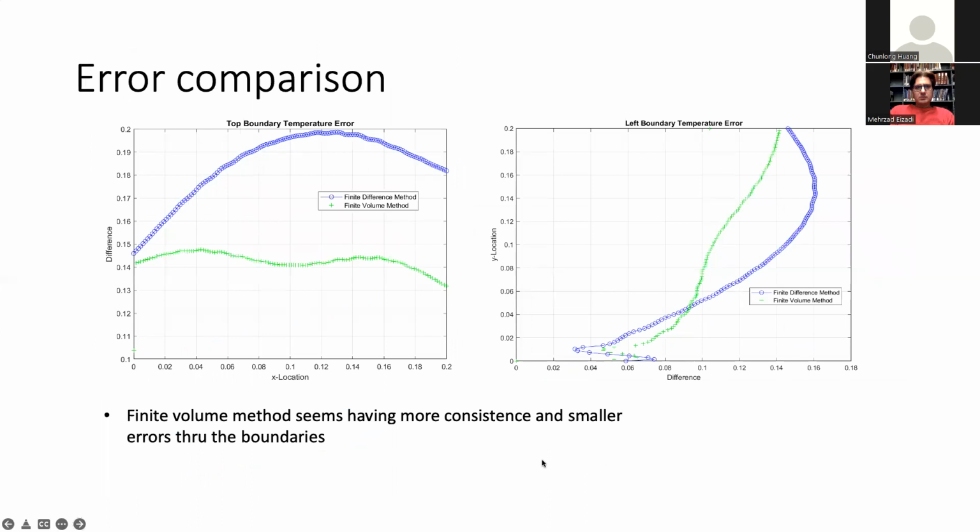In this slide, we also did some error comparison. As you can see on the top boundary error, the finite difference method gets a little bit more error compared to the finite volume method, and the same for the left boundary as well. So this might suggest that the finite volume method seems to have a more consistent and smaller error throughout the top and the left boundaries.